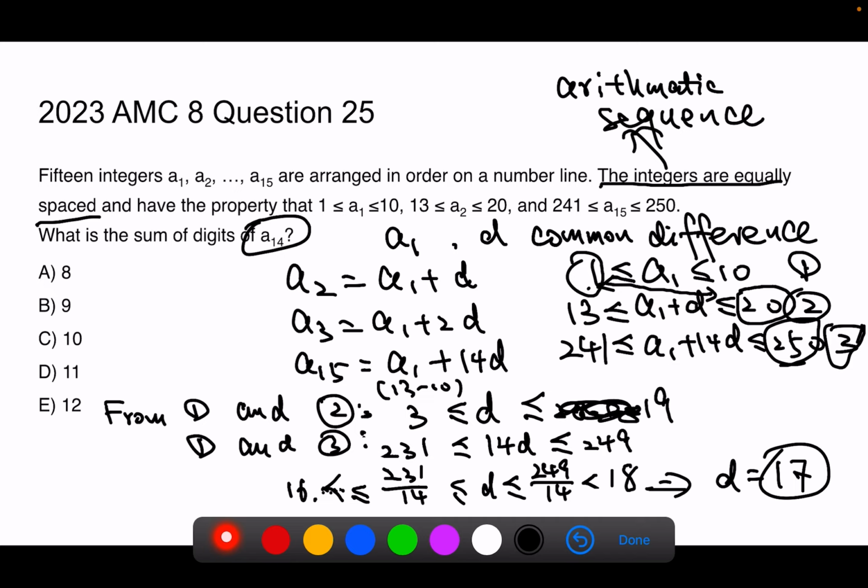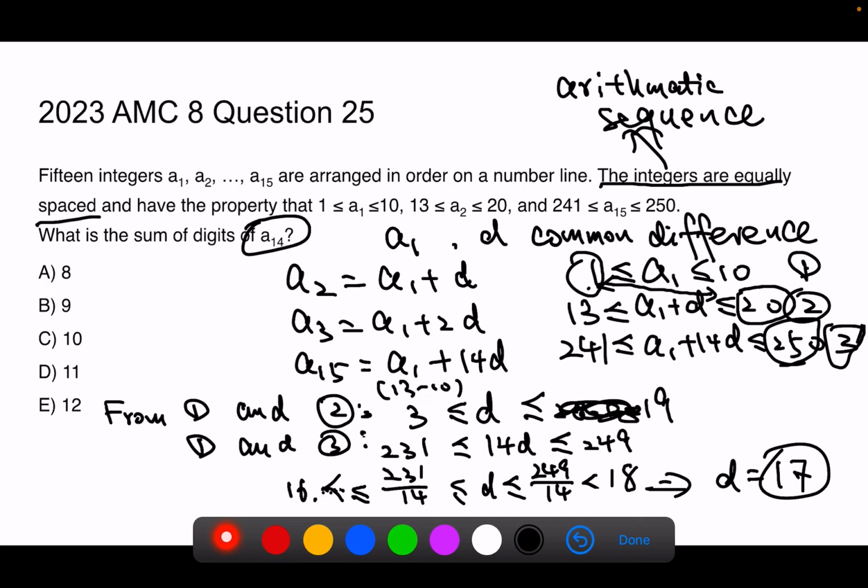Again, one more time, how do we get it? By doing this subtraction of inequalities. And what you need to be careful about is when you do the subtraction, you need to use the maximum minus the minimum, and the minimum minus the maximum, so that you get a very accurate range.